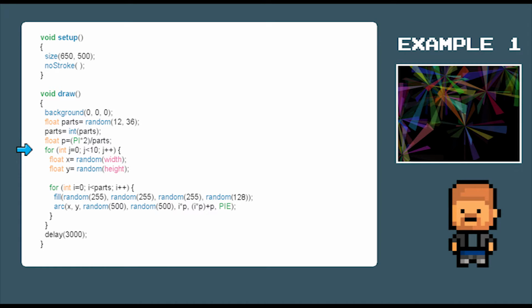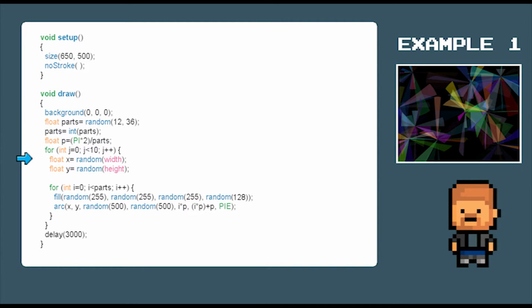We now start a loop that will draw 10 flowers with for int j equals 0 until j is less than 10. We require two variables to place the flowers on the screen. Float x equal random(width) and float y equal random(height). These provide random locations for our flowers to be drawn.